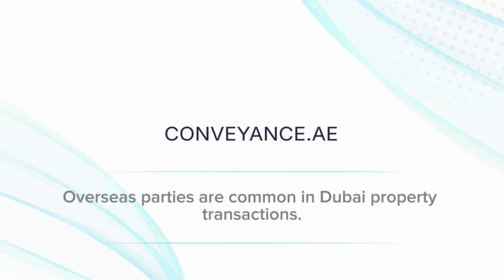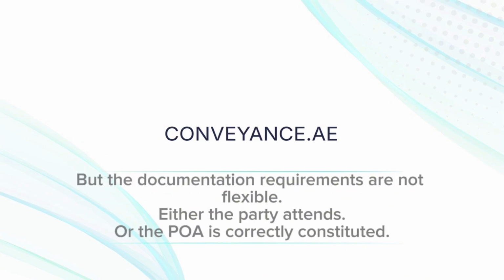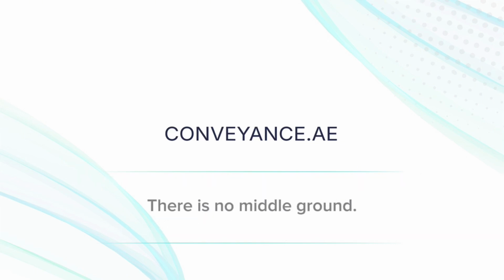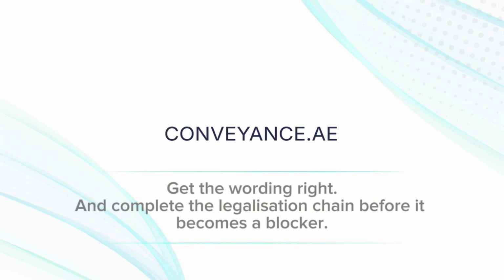8. Closing. Overseas parties are common in Dubai property transactions. The market is international. Owners and buyers are spread across many countries. But the documentation requirements are not flexible. Either the party attends, or the POA is correctly constituted. There is no middle ground. So treat the POA process as a critical path item. Start early, get the wording right, and complete the legalization chain before it becomes a blocker.